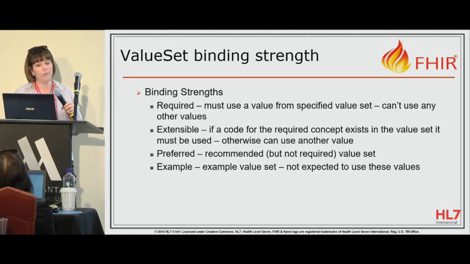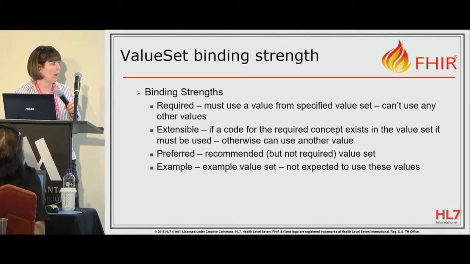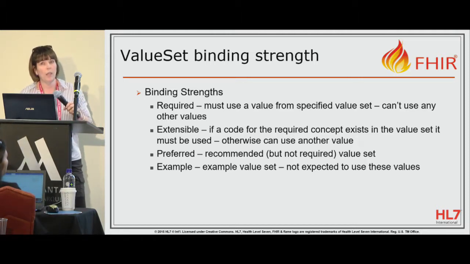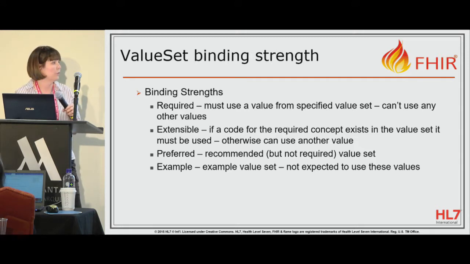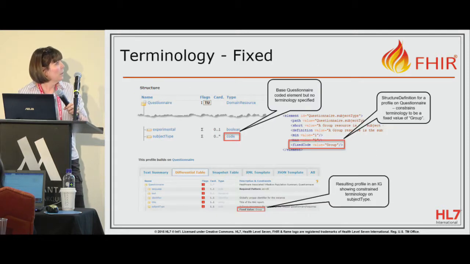Extensible: if the code does exist in the value set, you have to use it. Otherwise, you can use another value. This doesn't mean that you can extend the value set. It just means you can use other codes in that binding. Preferred is just a recommended but not required value set. And example, it's not expected that you're going to use these values. It's just an example value set.